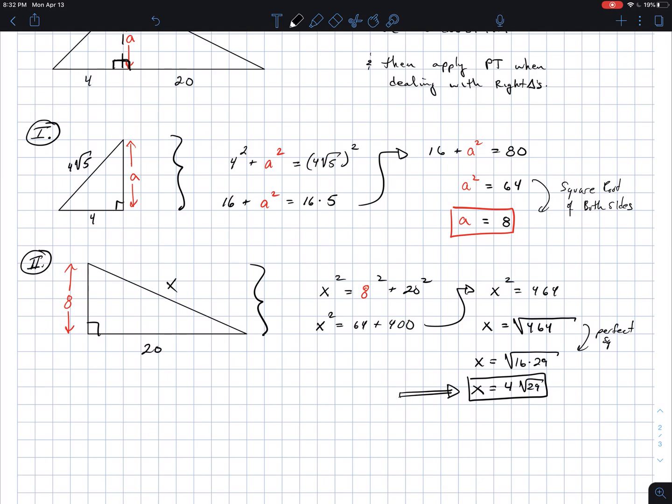So what I did was I took 464 and I divided it by 4. Well, that's a perfect square. 9, that's a perfect square. 16, that's a perfect square. And it happened to go in 29 times. So the square root of 16 is 4. And we can't do anything with the square root of 29. So our final answer for the last problem is that right down there. Okay, and that's how we have to type it in.